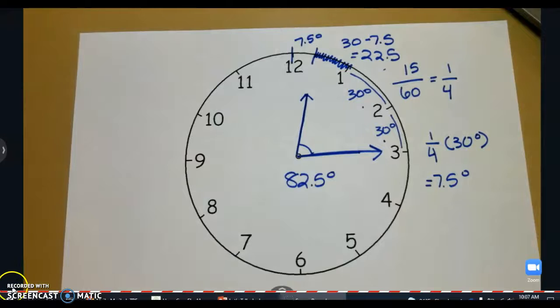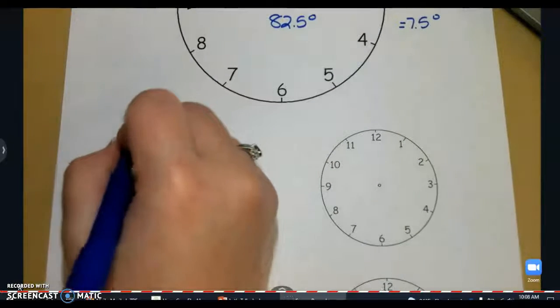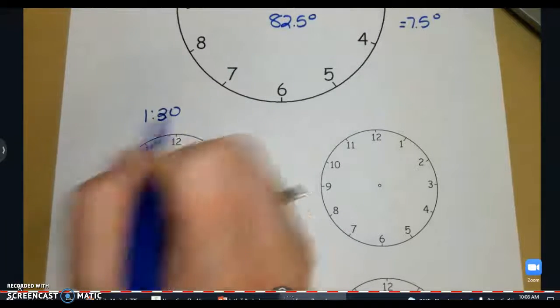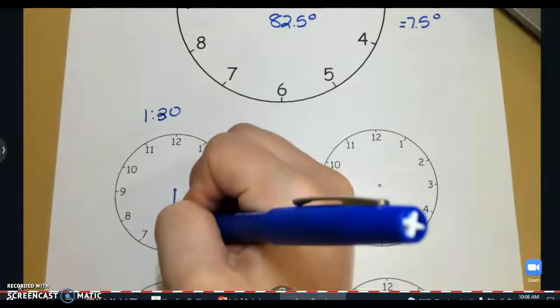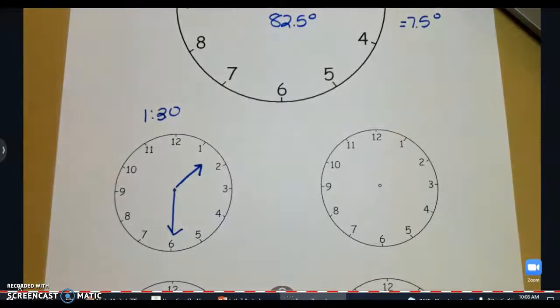All right, let's practice this again. Go down to one of the smaller clocks at the bottom, and I want to find the angle between the hands of the clock at 1:30. So at 1:30, my minute hand is pointing at the 6, and my hour hand is pointing exactly halfway between the 1 and the 2 because half an hour has passed.